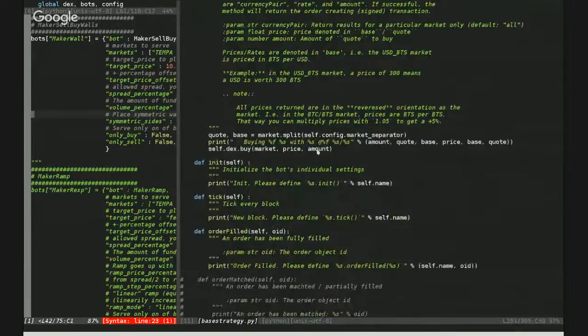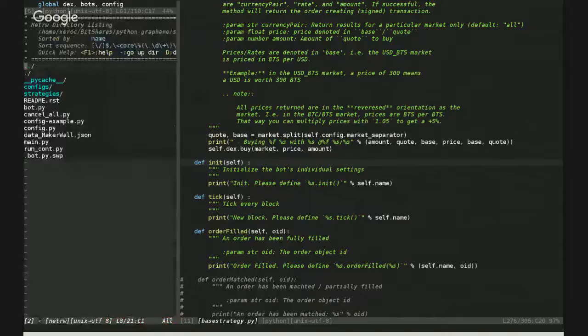Now come the methods that we are overloading in our particular strategy. First of all, there's this init method. Let's take a look. We had it. Strategy.